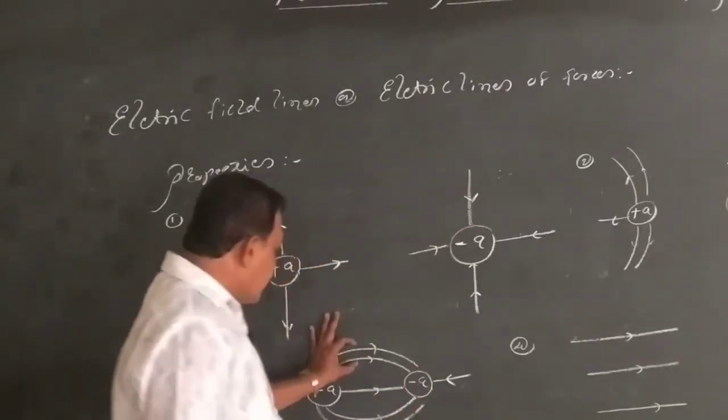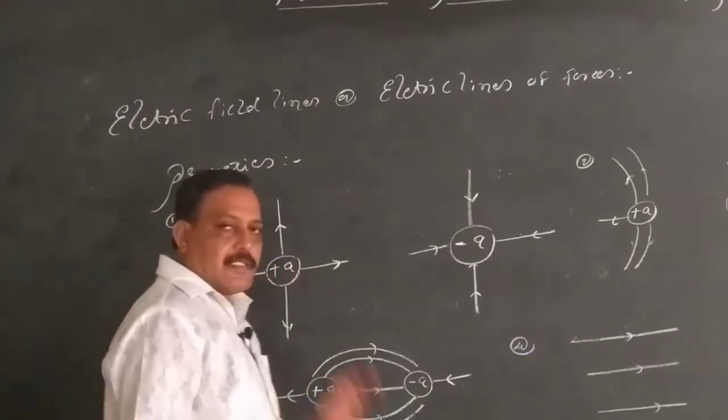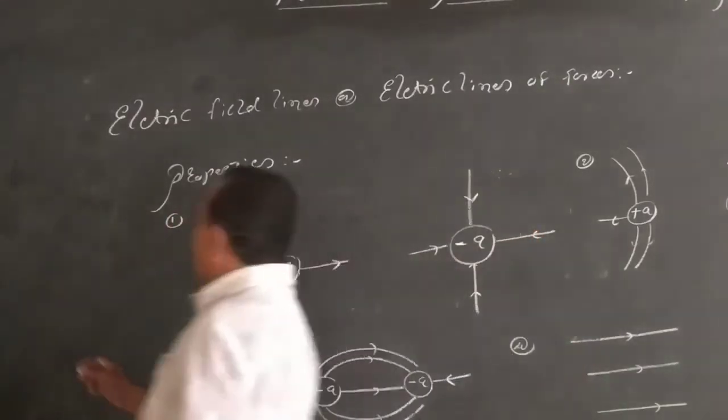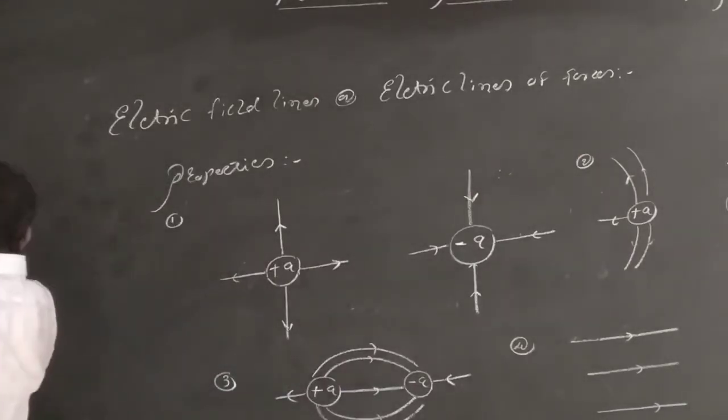Then after this, when you see the figure, whatever may be the closeness of the electric lines of forces, do they intersect? No. You make one more property. The fifth property: the electric lines of forces never intersect each other.